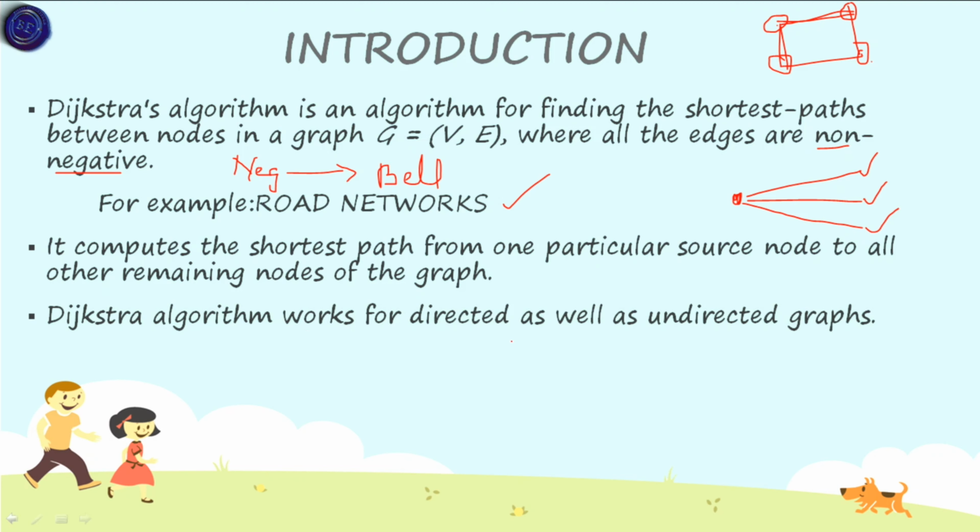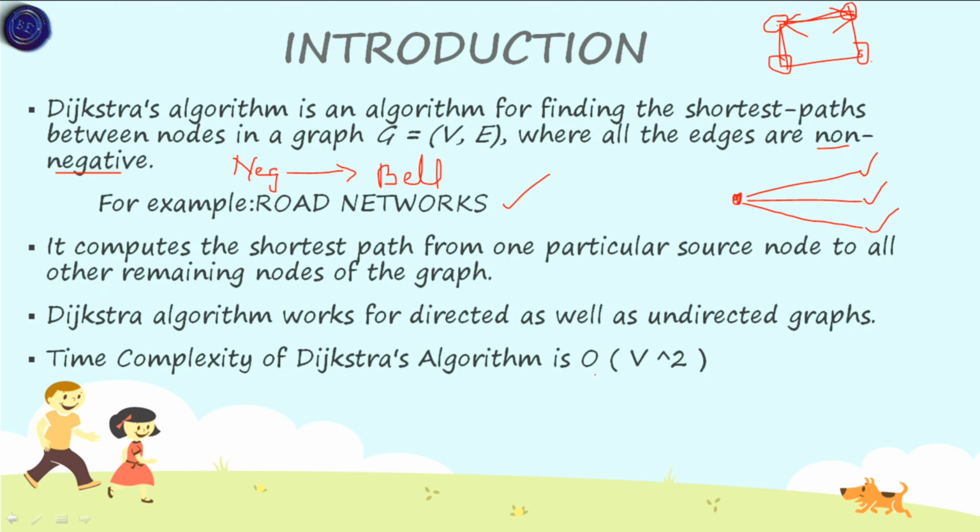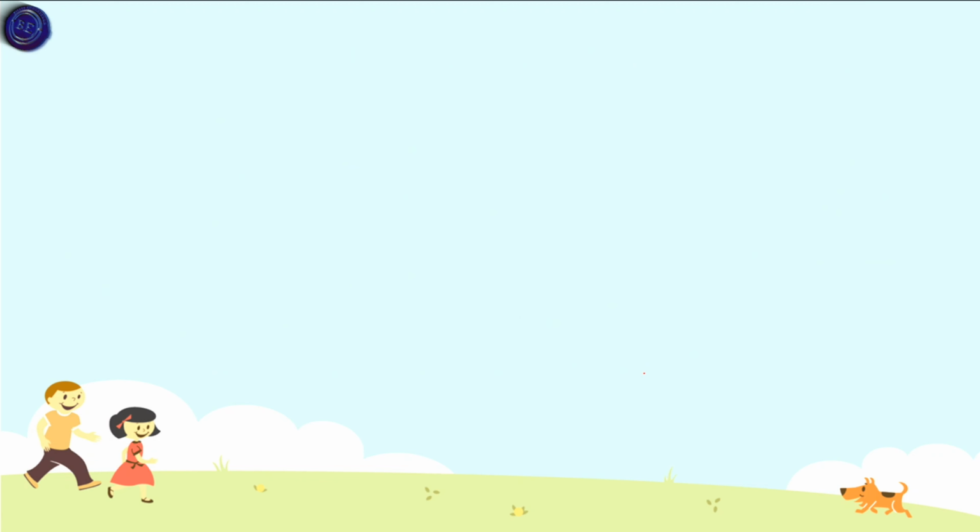Dijkstra algorithm works for directed as well as undirected graphs. What is a directed graph? It shows the direction from which vertex to another vertex. While coming to undirected graphs, it shows the direction in either direction of a vertex. So it may go in this direction or it may go in this direction. The time complexity of Dijkstra algorithm is order of V to the power of 2. So the time complexity in Dijkstra algorithm is order of V square. So this is the introduction part of Dijkstra algorithm.